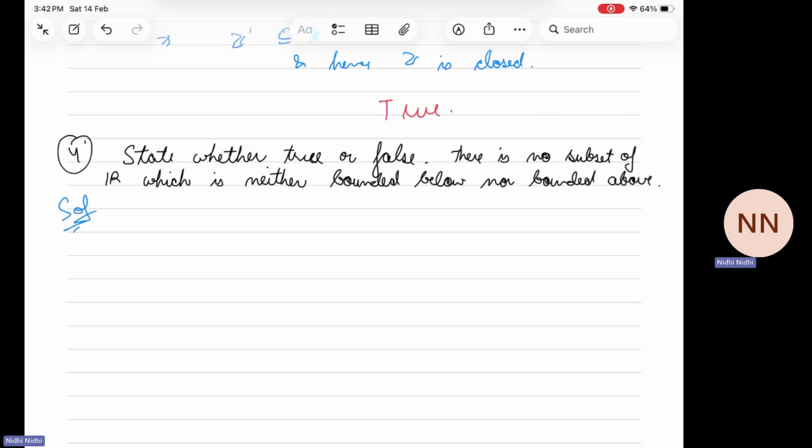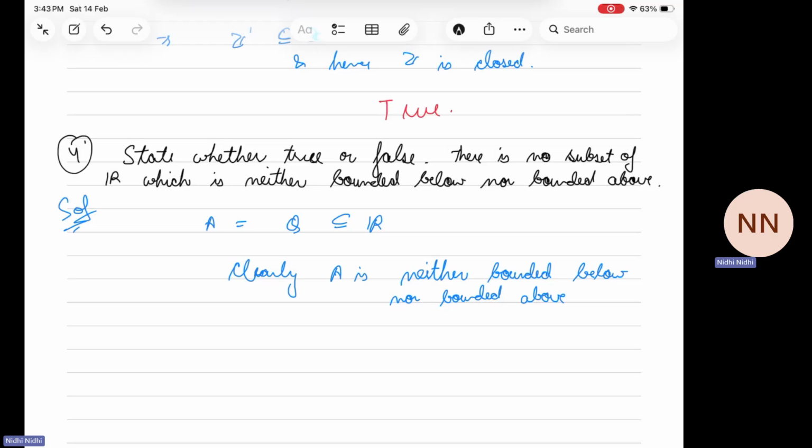For example, if I take A to be the set of rationals in R, the set is neither bounded below nor bounded above, and clearly this is a subset of R. Or we can say that A is unbounded below as well as unbounded above. Therefore, the given statement is false.